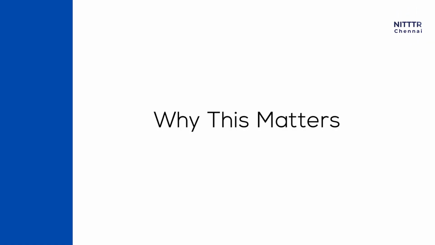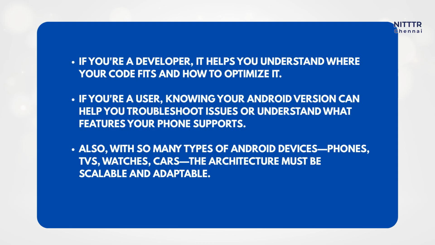Okay, so we will move on to the next part, part 3, where we will discuss why this matters. Why should we care about this architecture and version history? If you are a developer, it helps you understand where your code fits and how to optimize it. If you are a user, knowing your Android version helps you troubleshoot issues or understand what features your phone supports. Also, with so many types of Android devices, be it phones, TVs, watches or cars, the architecture must be scalable and adaptable.